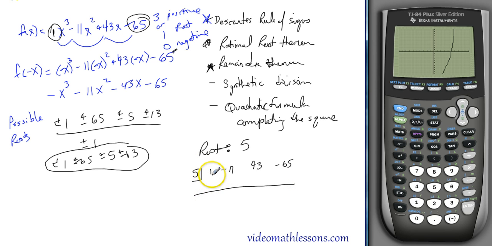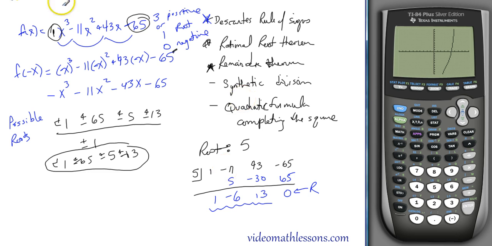So now remember, when we do synthetic, you bring down the first number, multiply. So I got negative 6, multiply, you get negative 30, you get positive 13, you get positive 65, and I get 0. This number on the end is a remainder. So that tells me 5 was a root. And this is the new equation, that stuff right there. And it doesn't look like an equation yet because I didn't write it in equation form.